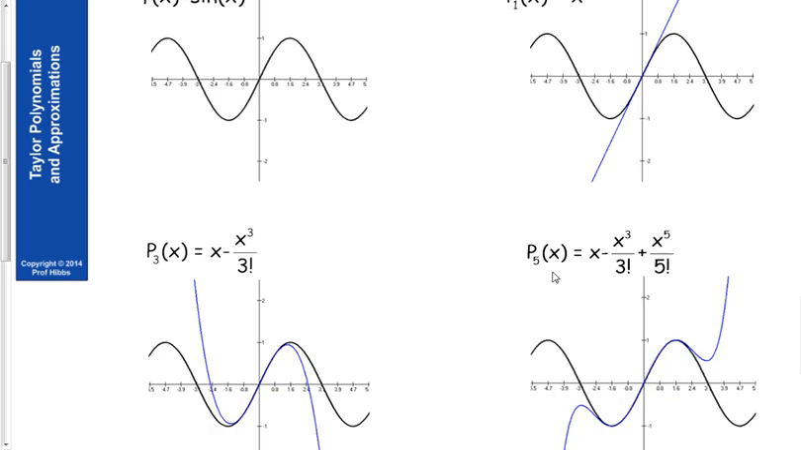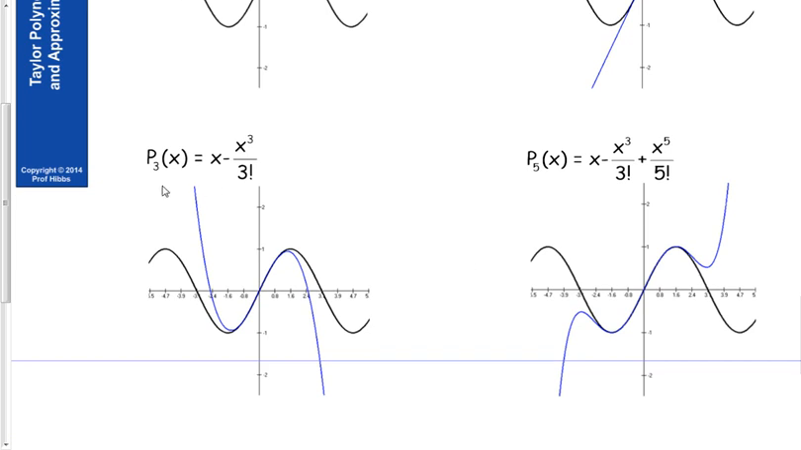Now below, you'll see here's a third order Taylor polynomial. And it's x minus x cubed over 3 factorial, and we understand that 3 factorial is 3 times 2 times 1, so that's over 6 here. Now, this is a better approximation than p subscript 1. You can see the graph looks pretty good for more x values, more of the graphs match.